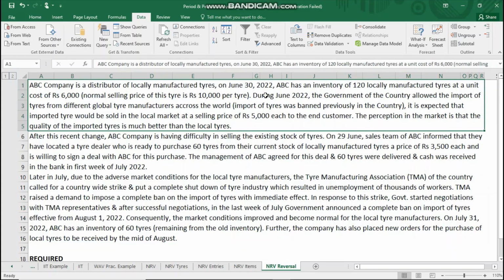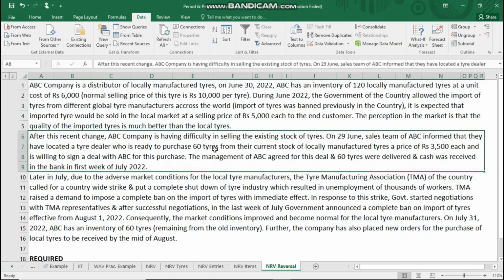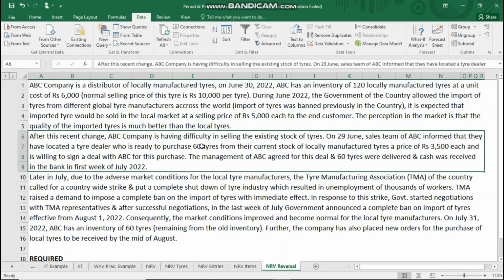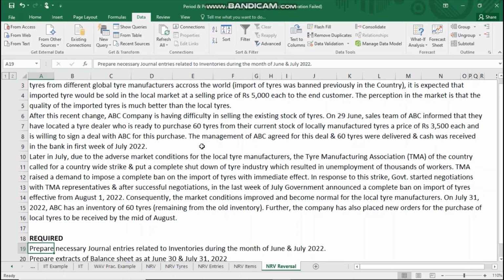So in this data, we can segregate the data in two parts. First, we'll look at the events that happened in the month of June, and then we are going to see what events are happening in July, and we will make the accounting entries accordingly. So the first part of the requirement is that we need to prepare the journal entries related to inventories during the month of June. Okay.